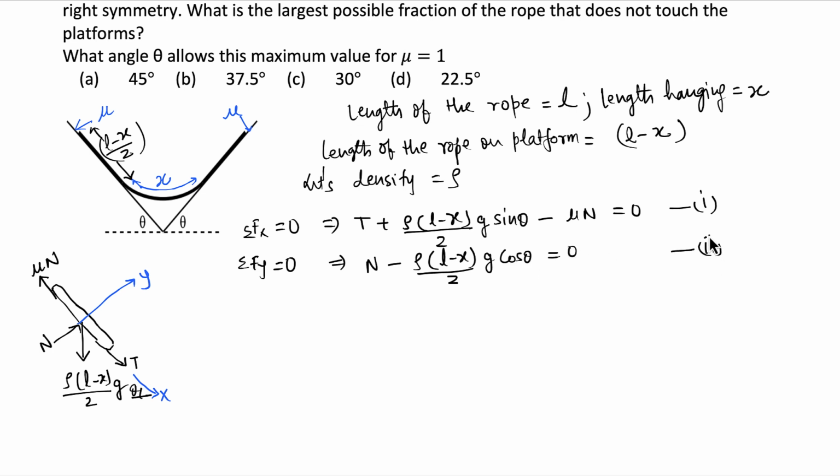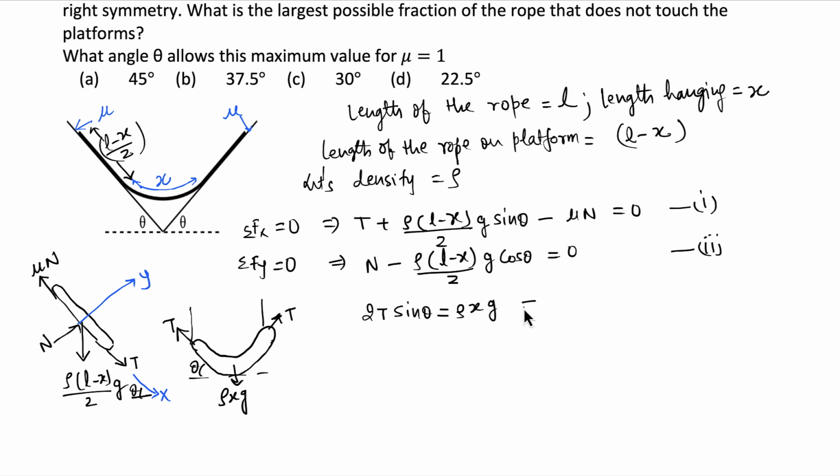Let's call this 2. And if we consider the hanging part now, let's say this is the hanging part. So here we have T, this is T, and we have rho x g. Okay, this is theta, right? So this is 90 minus theta. So we have 2T sine theta equal to rho x g. That implies T equal to rho x g by 2 sine theta.